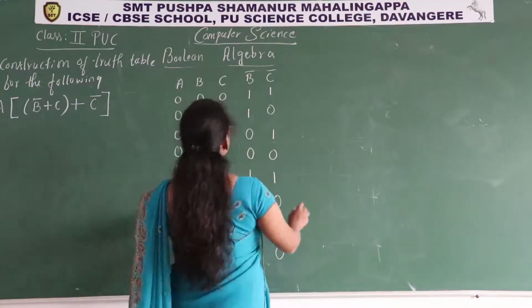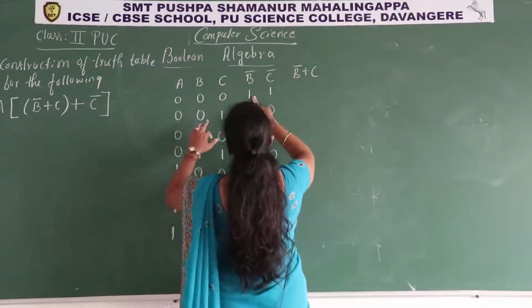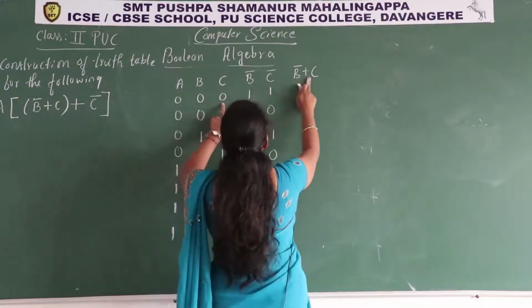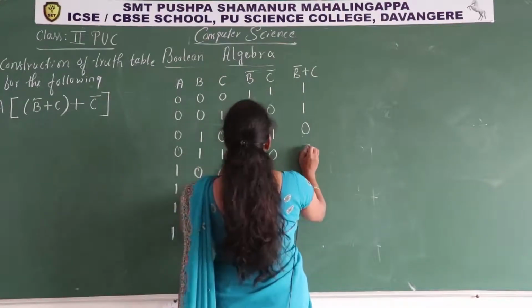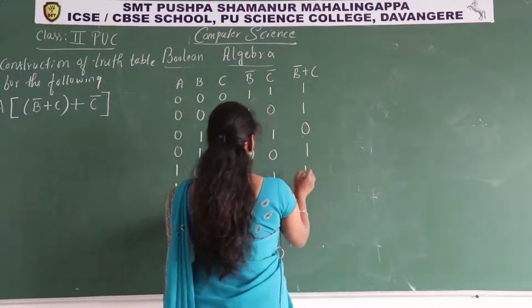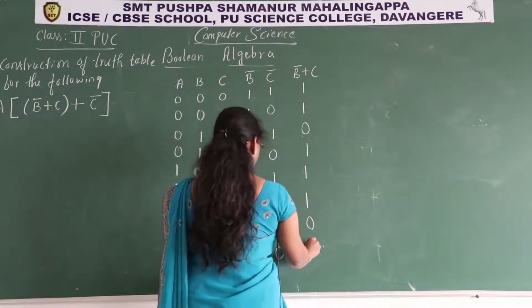Next, B bar plus C. B bar plus C, these two columns, OR operation: 0 1 1 1 0 1 1 1 0 1.